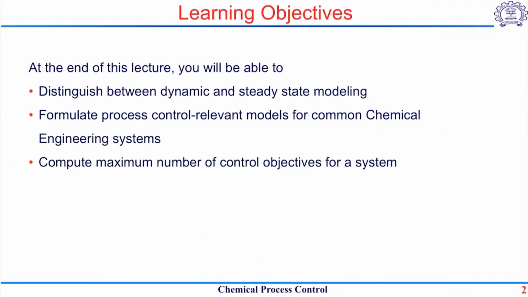At the end of this lecture you would be able to distinguish between steady state modeling and dynamic modeling. You would be able to formulate dynamic models for relevant chemical engineering processes. You will be able to formulate process control relevant models for common chemical engineering process systems, and lastly you would be able to compute the maximum number of control objectives which can be satisfied in a given system.